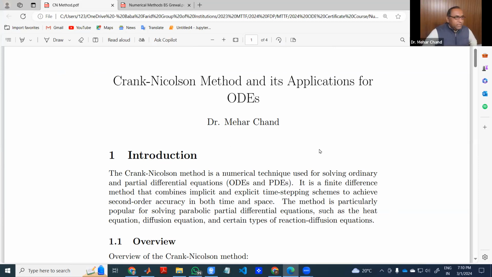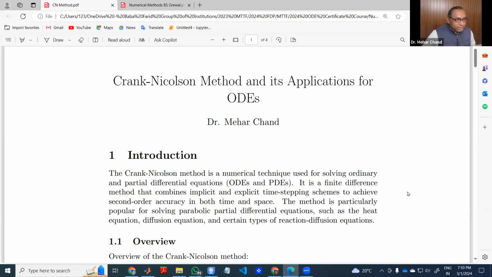Usually, this Crank-Nicolson method we use for partial differential equations. But also the same method, in a different way, we can use for ODE. And there are two different ways to use the same. See, this is the basic introduction.